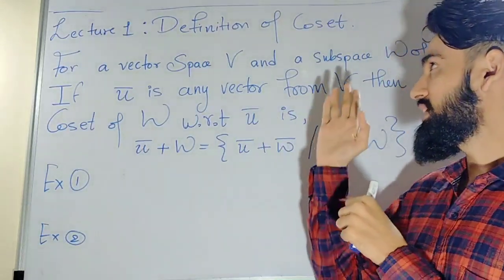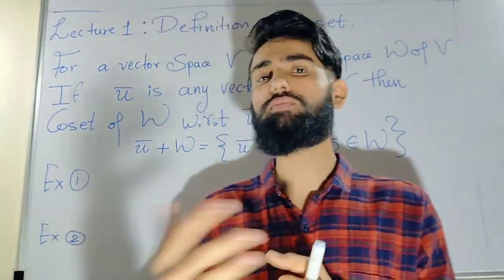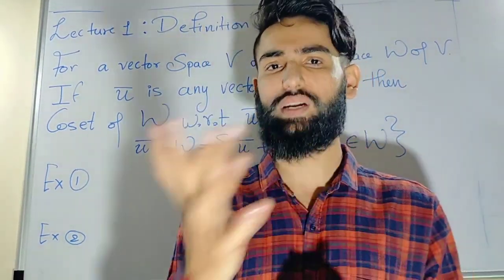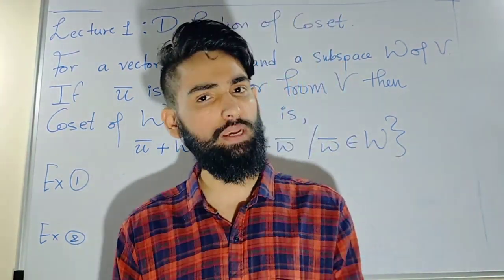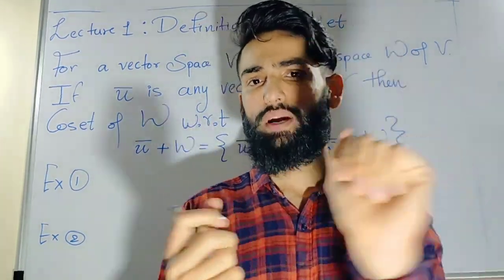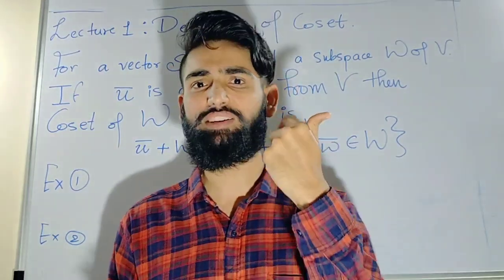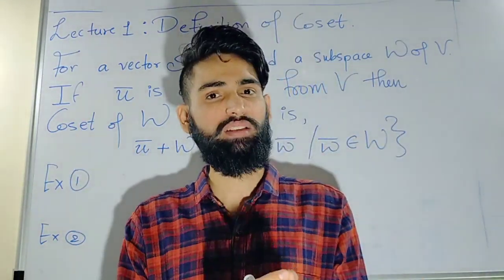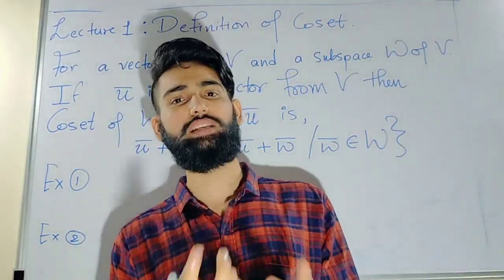Okay, so let's start with the definition of a coset. It is the same definition which you see in abstract algebra, but over here in linear algebra we talk about vector space and subspace. So if you don't know the definition of a vector space and subspace, please go and watch that video and write the definitions. But let me revise it quickly. A vector space is nothing but a non-empty set with two operations defined on it satisfying 10 conditions. A subspace is a smaller vector space inside a bigger vector space.